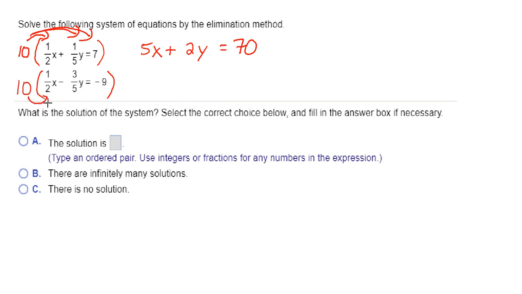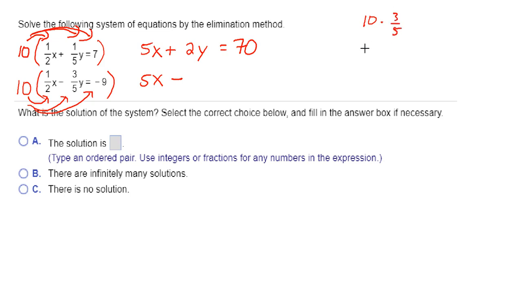We do the same thing with the bottom equation. All right, so we'll get 10 times 1/2, that's just 10 divided by 2, which will be 5. So we get 5x here again. Minus, this one's a little bit tricky, but here's the shortcut. This is the way I think of it. When you multiply a whole number by a fraction, you divide by the bottom number, and then you multiply by the top number. So this will be 10 divided by 5, which is 2, and then 2 times 3, which gives me 6.